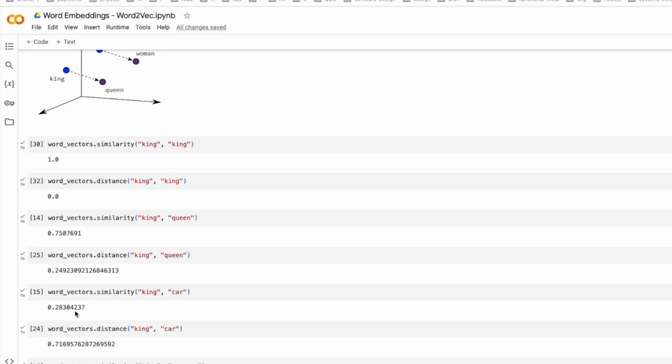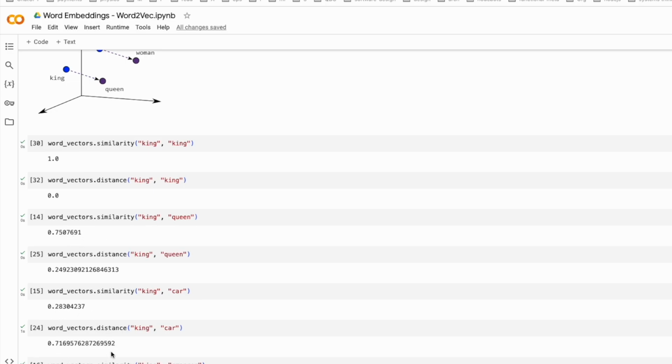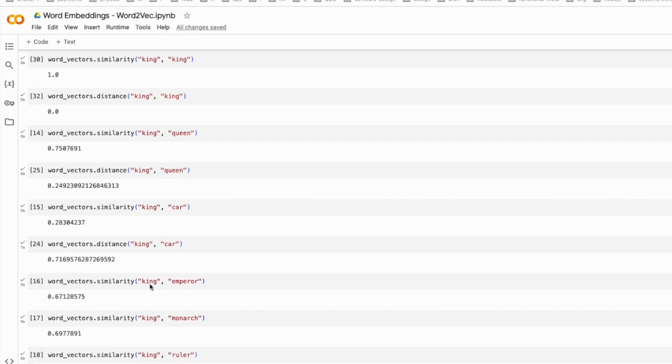Similarly, king and car, the similarity is 0.28. So what we see is that the similarity of king to queen is much higher than king and car, which makes sense. Then we try to find out the similarity between king and emperor, king and monarch, king and ruler, and they're all very similar to each other.